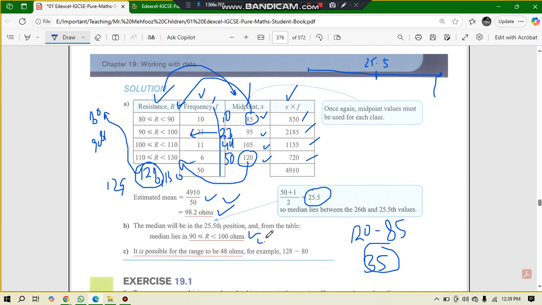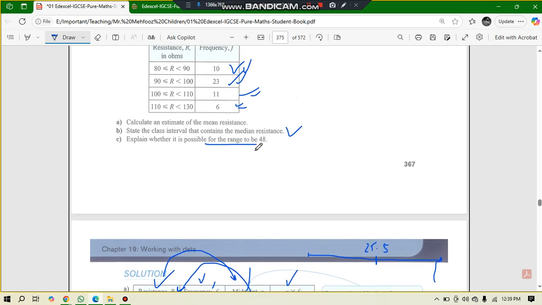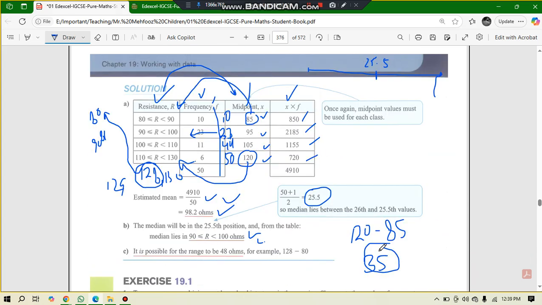So this is not the exact value, but is it possible? It is possible that 48 can be the range, right? 35 can be the range, 48 can be the range. These are estimated values. Understand?